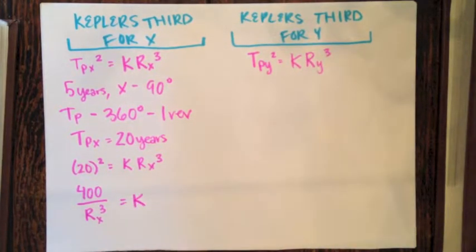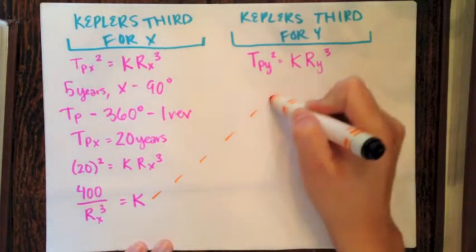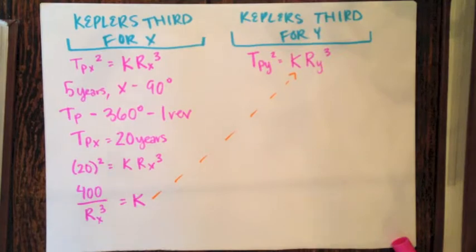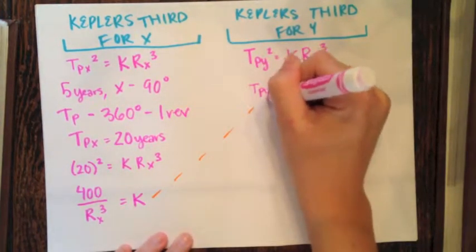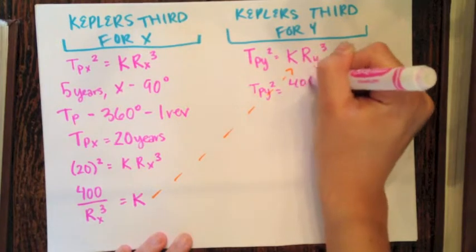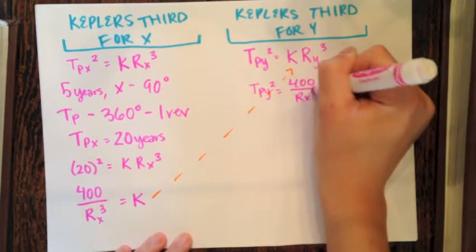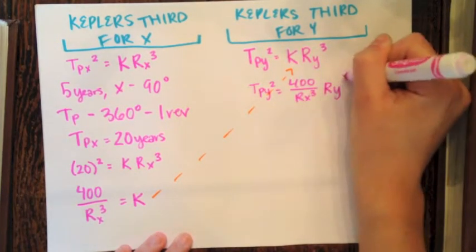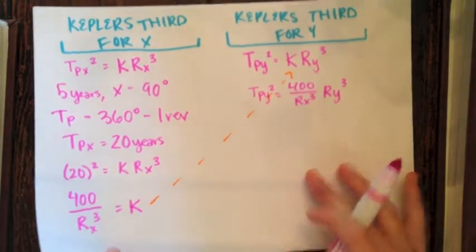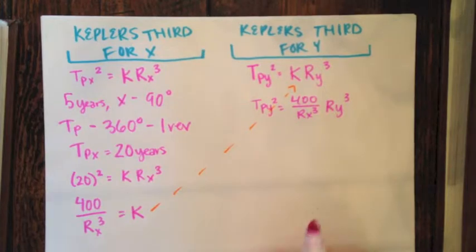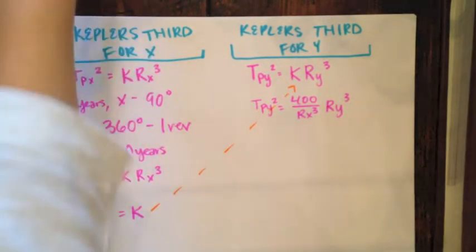There we go. So we can go ahead and plug this in right up here. You can say that the time of the period of y squared equals 400 over rx cubed times ry cubed. Now it looks like we have 3 variables in one equation, which usually doesn't work, but the nice thing is it actually will work here because of the ratio we're given in the problem.